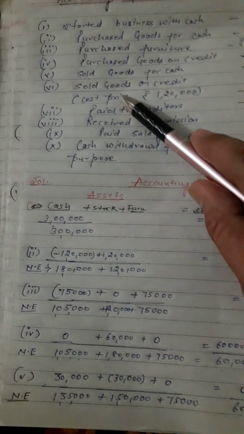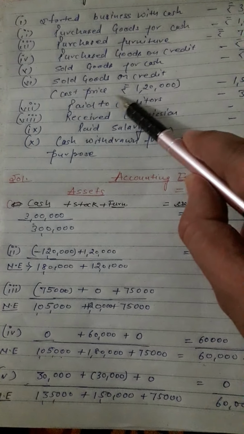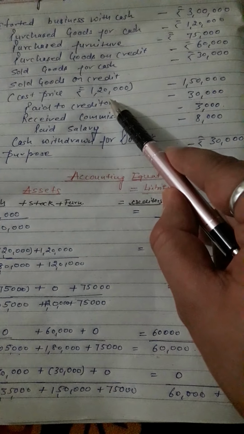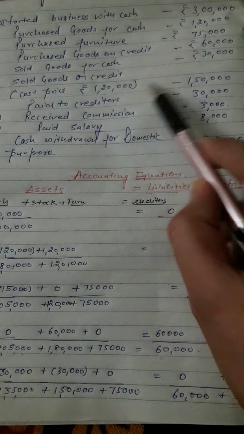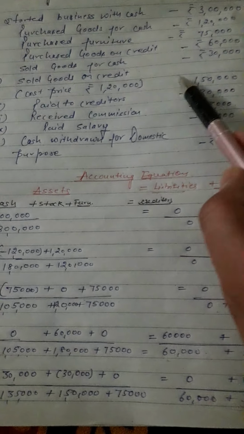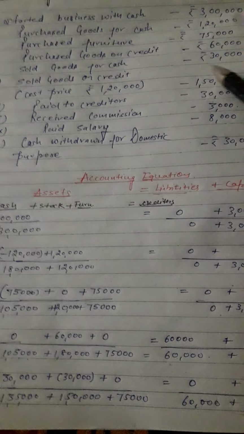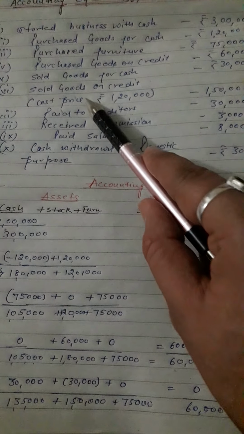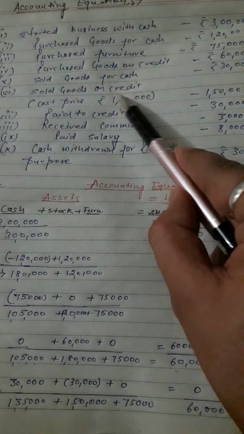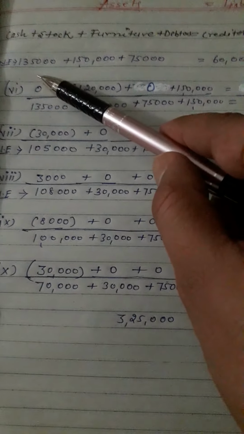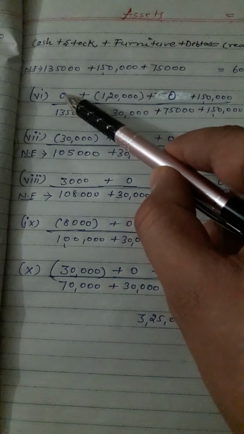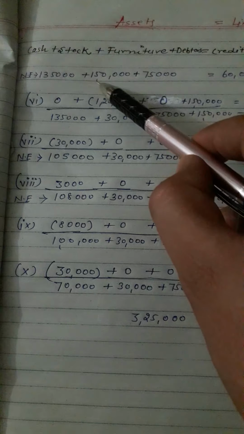Next adjustment is sixth one, sold goods on credit, cost price 1,20,000, selling price 1,50,000. When the cost price is less than the selling price, means selling price is higher than the cost price, then we will gain a profit. We have the profit in the business. Now sold goods on credit, not on the cash basis, on the credit basis. So now sixth one, sold goods on credit, so no impact on cash, impact on stock.